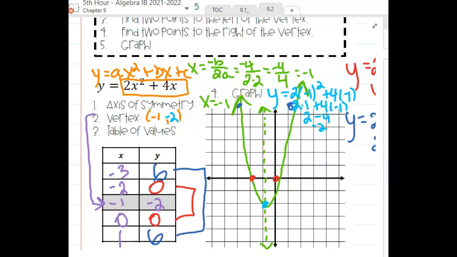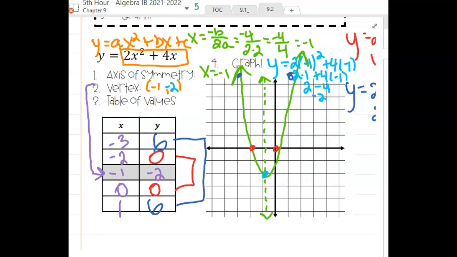You have to pay really close attention, especially with the b. The b is the number in front of the x. If you don't have an x term, your b is 0. Once you plug in those numbers, the opposite of b over 2a, with 2 times 2 in the denominator, we get -1. X equals -1. That's your vertical line that cuts your parabola in half.